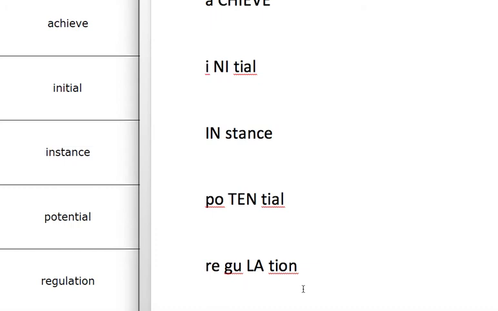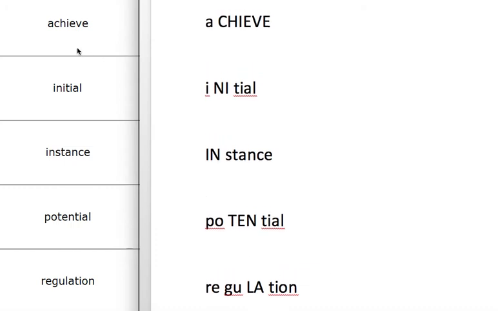So again, we have achieve, initial, instance, potential, and regulation.